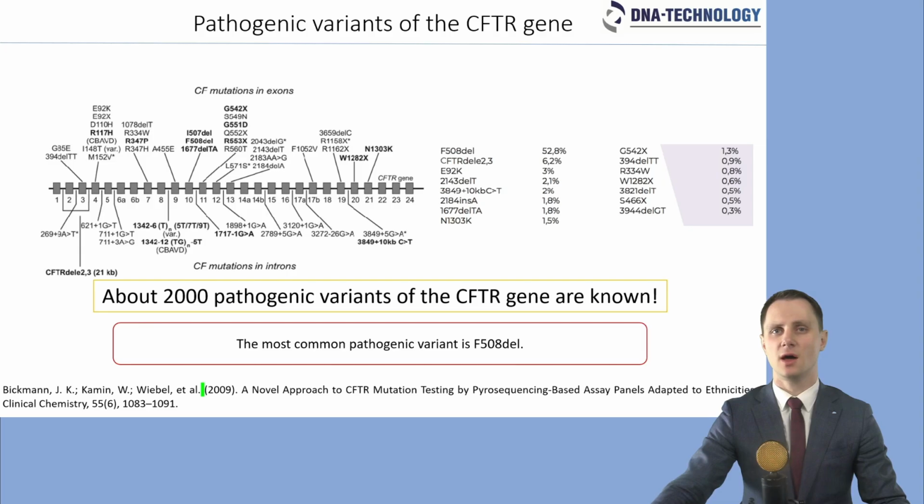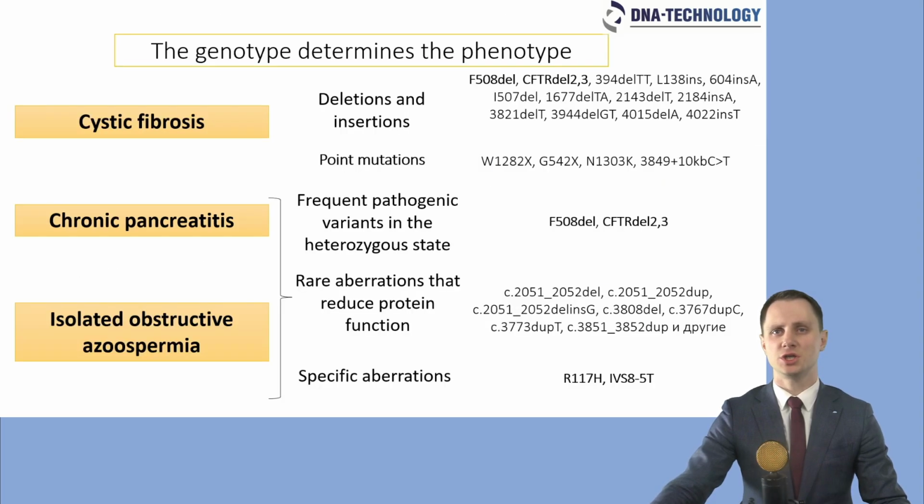The prevalence of other common mutations in Russia is presented on the slide. Mutation types include deletions, insertions, point mutations, and even multiple exon deletions. It is important to note that there is an association between the type of the mutation and the clinical manifestations of disorders associated with the CFTR gene. Let's take a quick look at the conditions associated with the CFTR gene.